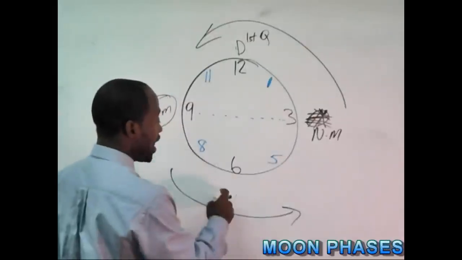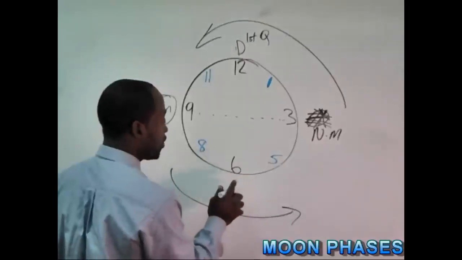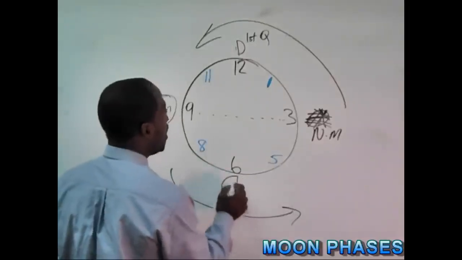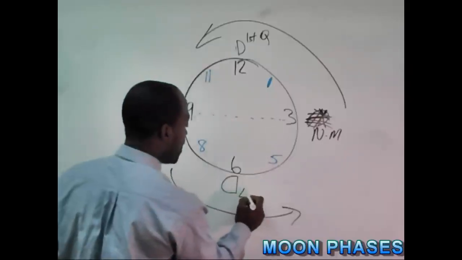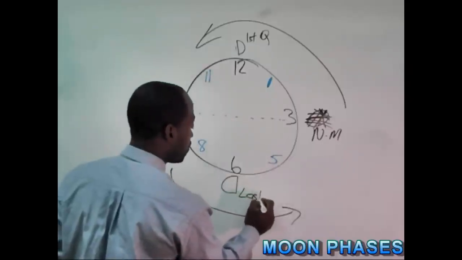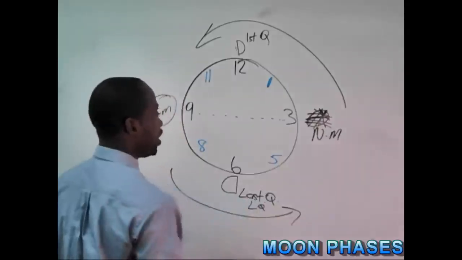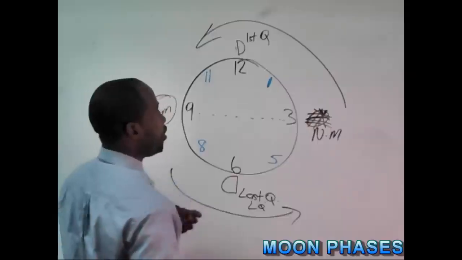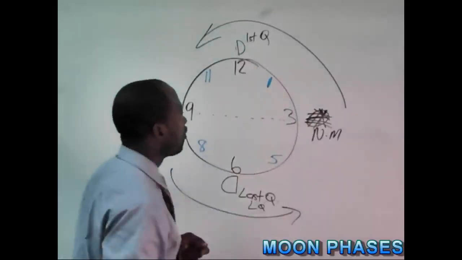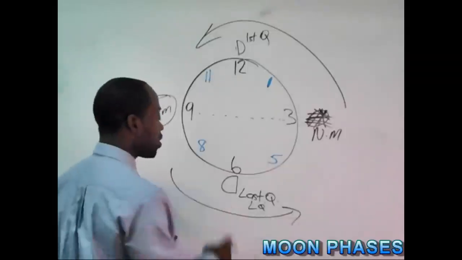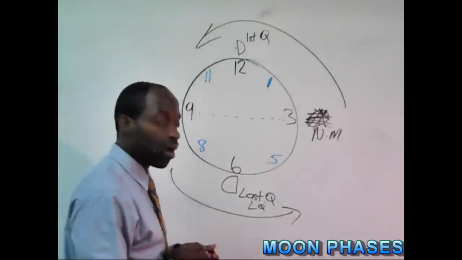Then we move all the way down to the 6 o'clock position. At 6 o'clock, I'm going to have the reverse of the first quarter, which is going to be last quarter. So I'm going to put last Q or LQ. So let's review. 3 o'clock, new moon. 12 o'clock, first quarter. 9 o'clock, full moon. 6 o'clock, last quarter. All right?